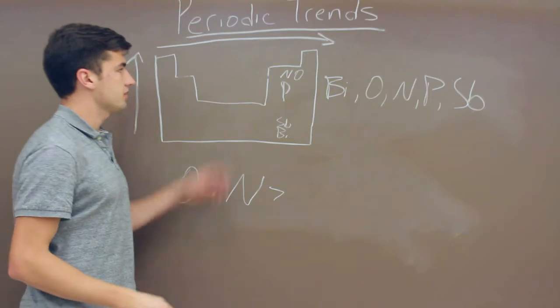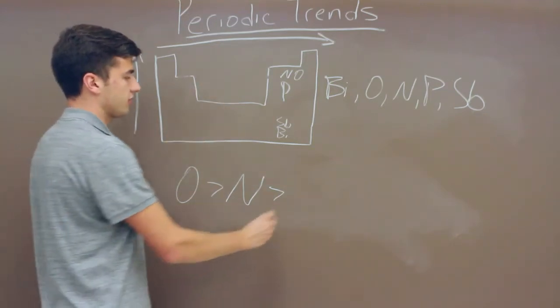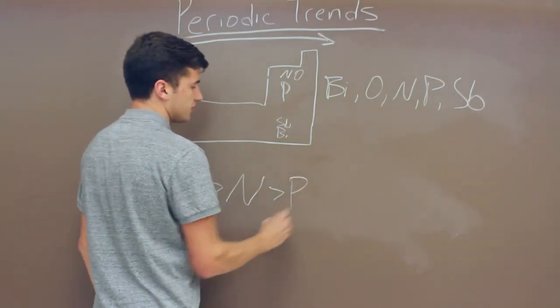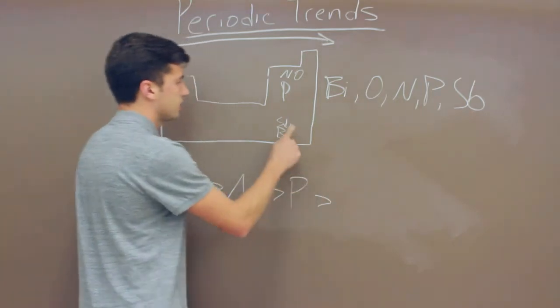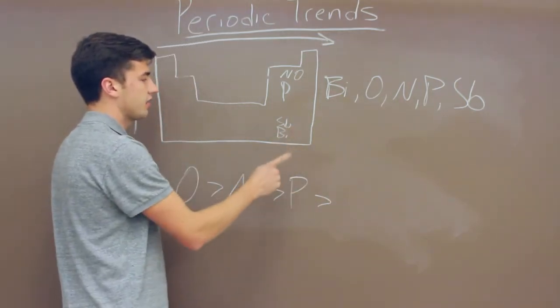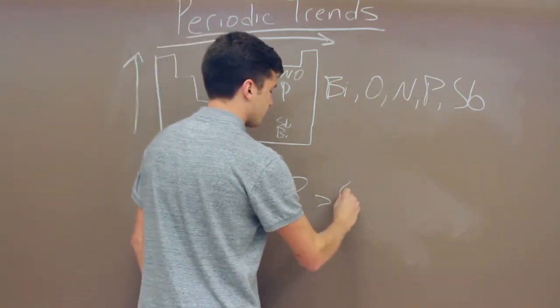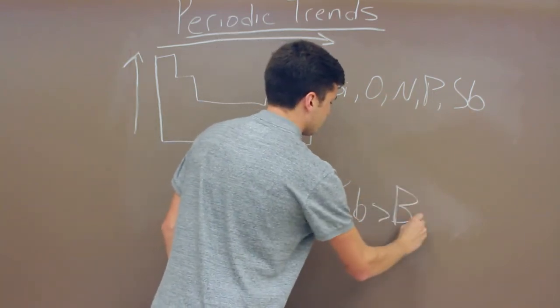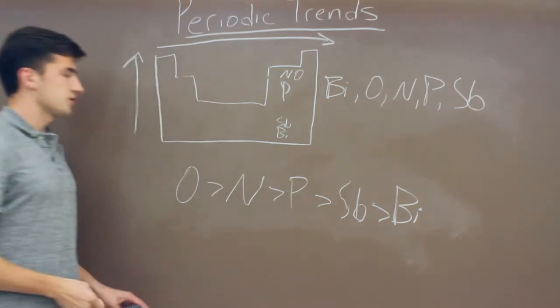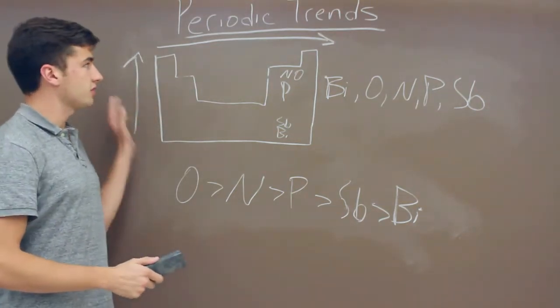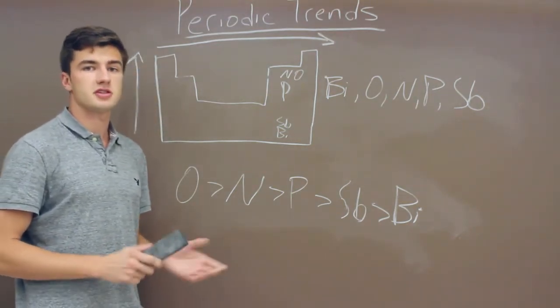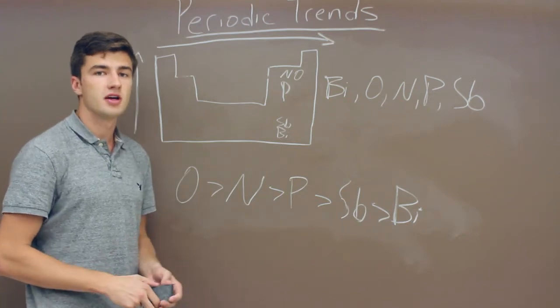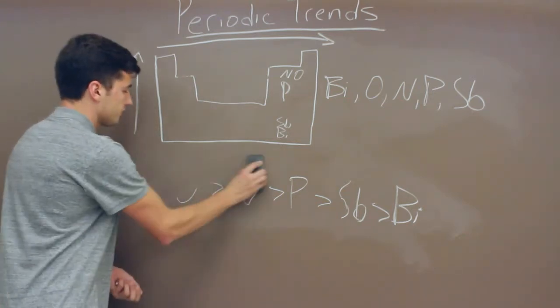And now we'll look going down to rank them. So phosphorus is below nitrogen, so it's the next. Antimony is further down, and then bismuth is below that. So that's how our ranking will go. Once again, all we have to do is establish what the trend is and then identify the position of the elements on the periodic table in order to rank them.